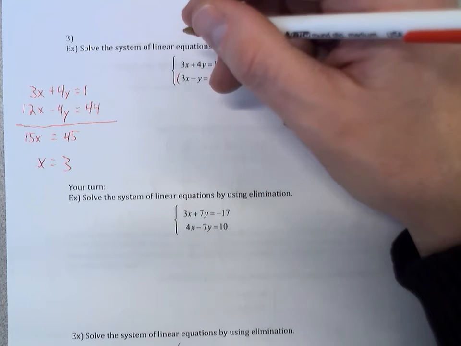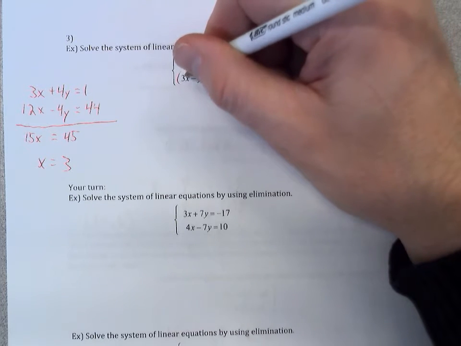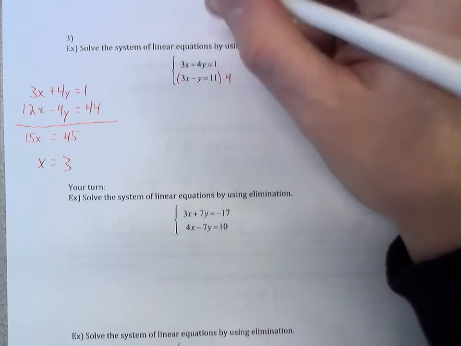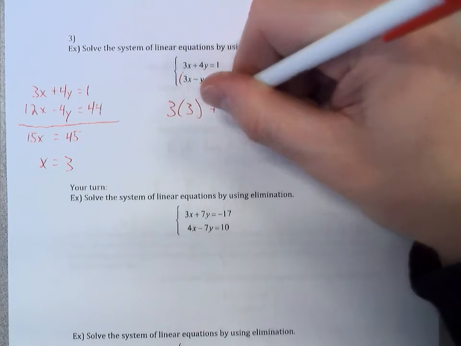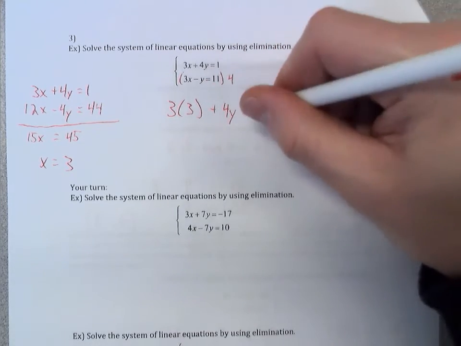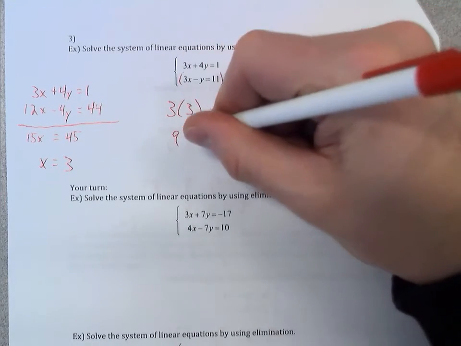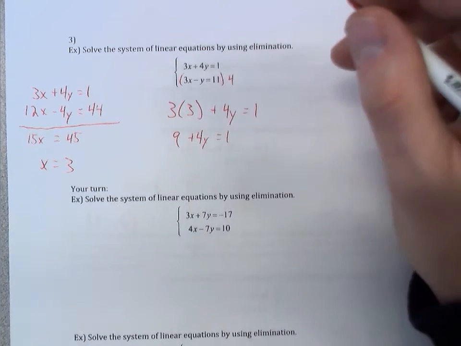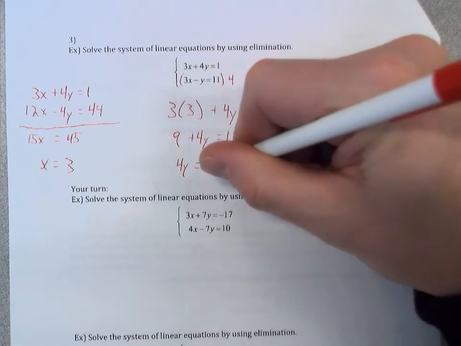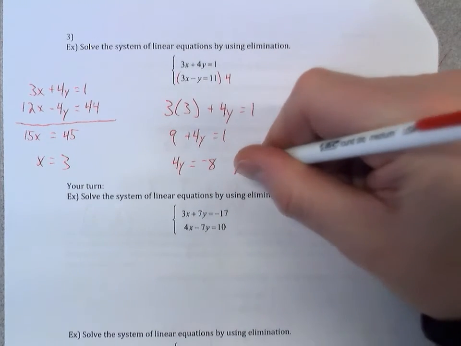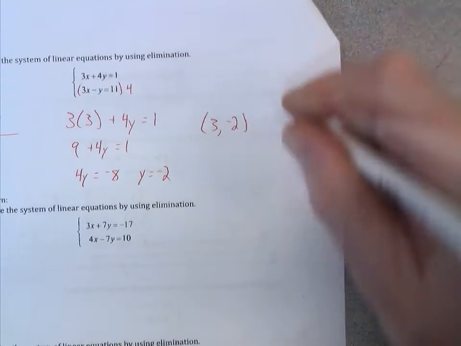I'm going to put it into the top equation here, 3x plus 4y equals 1. So I'm going to have 3 times 3 plus 4y equals 1. That's going to give me 9 plus 4y is equal to 1. And subtract 9 from both sides. That gives me 4y is equal to negative 8. So y is going to equal negative 2. So my coordinates are going to be 3 and negative 2.